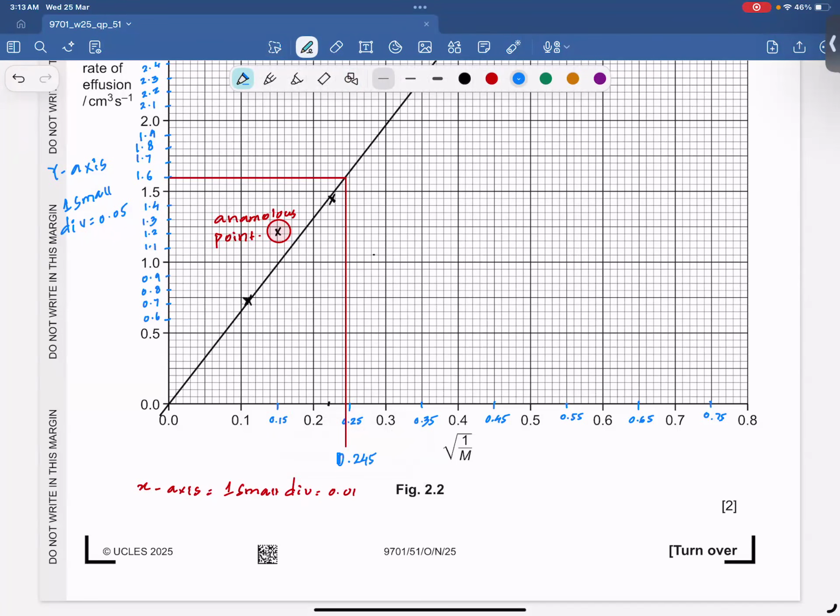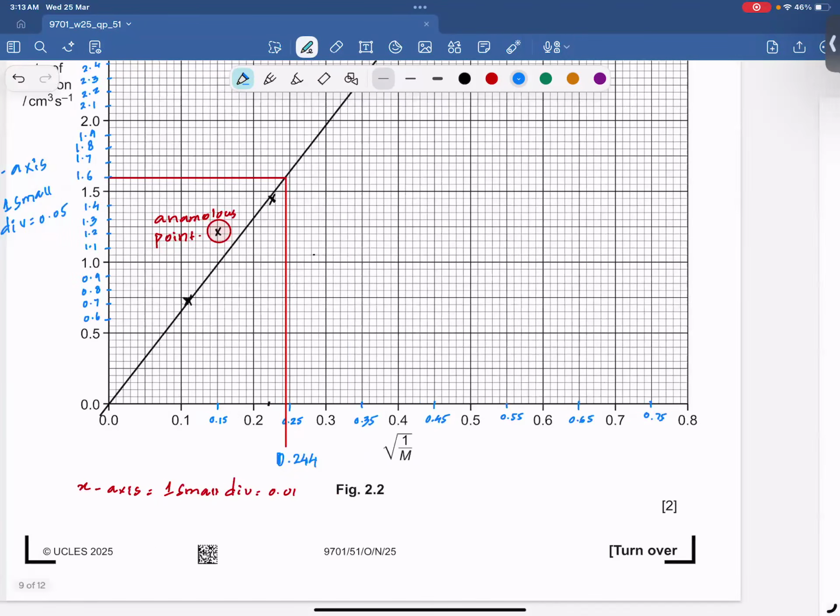0.245 plus 0.01, 0.255. Hold on. I think it's 0.244 instead of 0.245. To be very, very exact, it has to be 0.244. Okay. My goodness. So 1 over root m is basically 0.244.